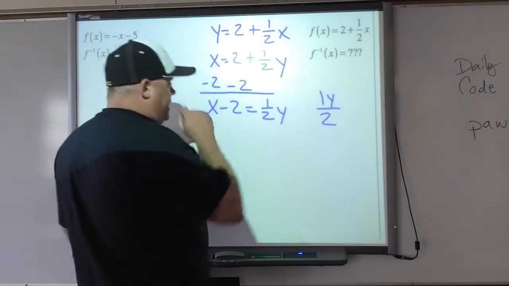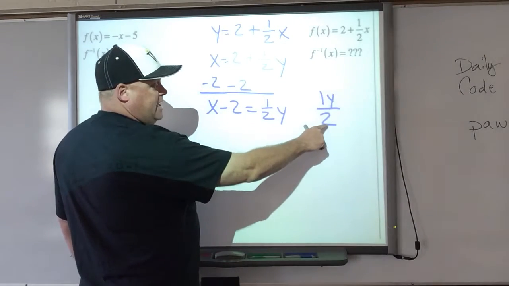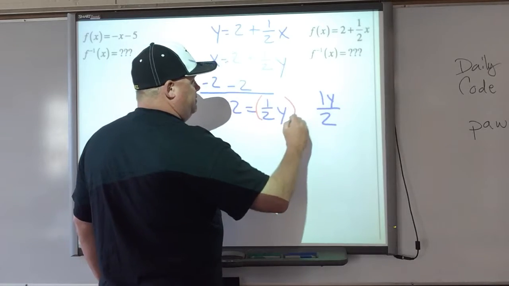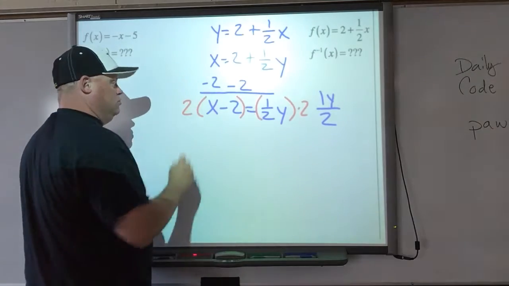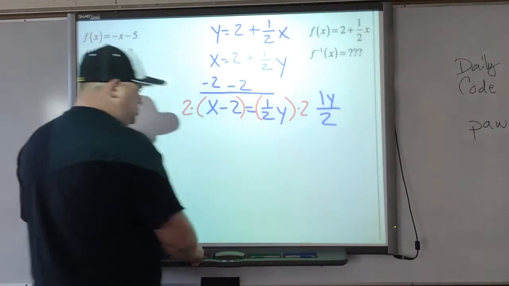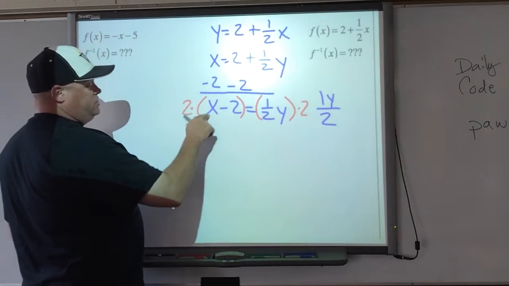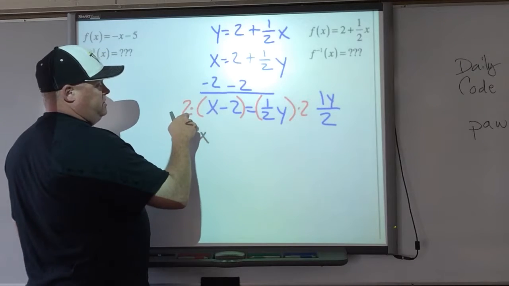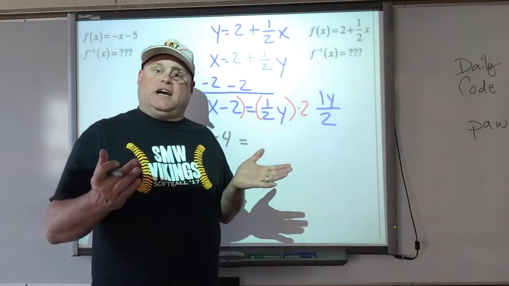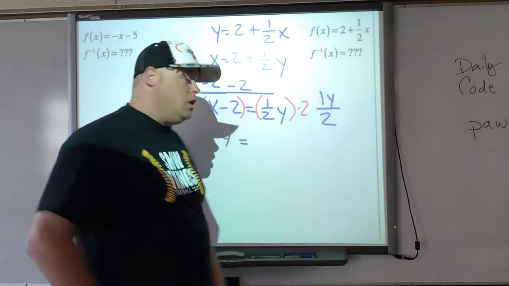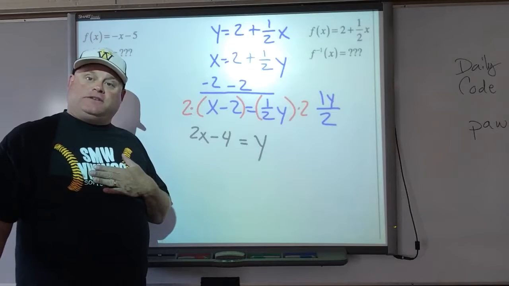So I can go ahead and, in a different color pen, multiply by that denominator, which means I'm going to multiply this side by 2, which means I have to multiply this side by 2. Okay? 2 times x, if I distribute the 2 with the x, becomes 2x. Distribute the 2 with the negative 2 becomes negative 4. And 1/2 times 2, well, what's half of 2? Just 1. So y equals 2x minus 4. And there's my solution.